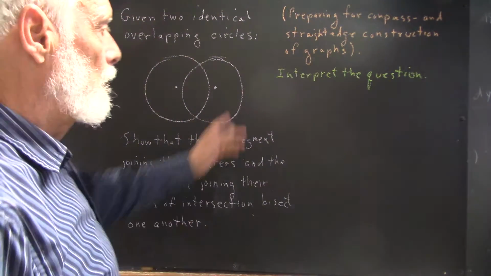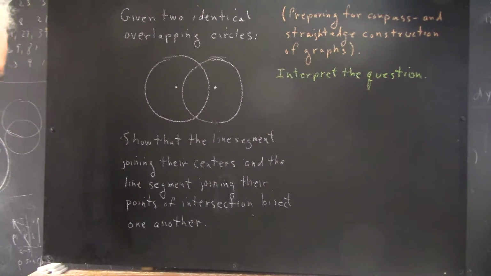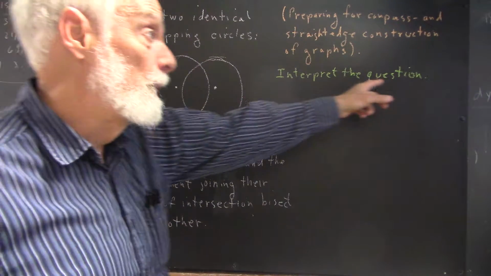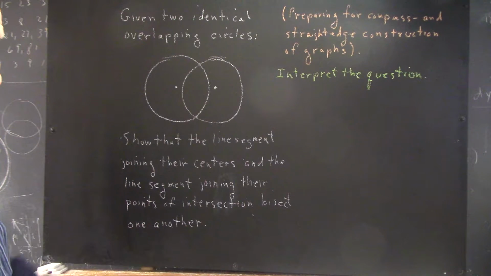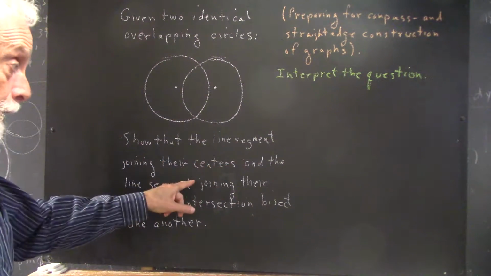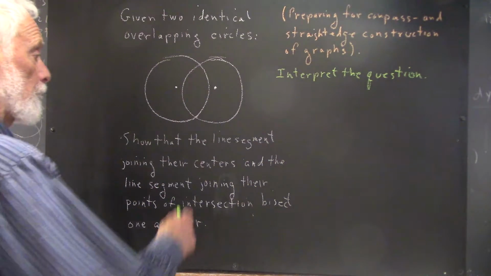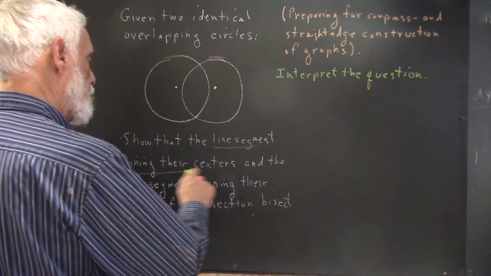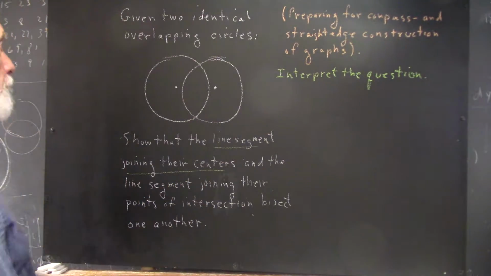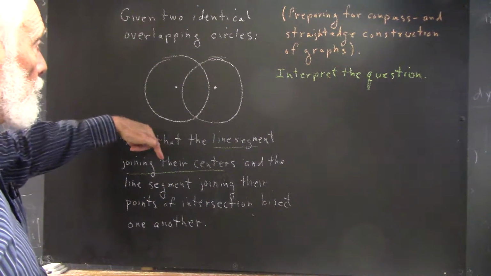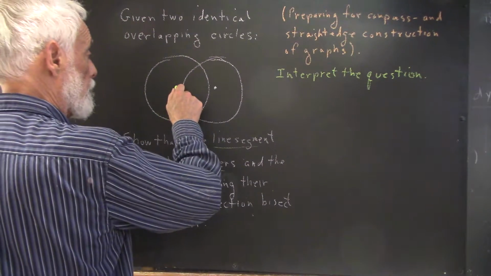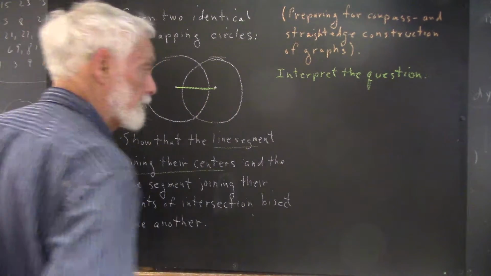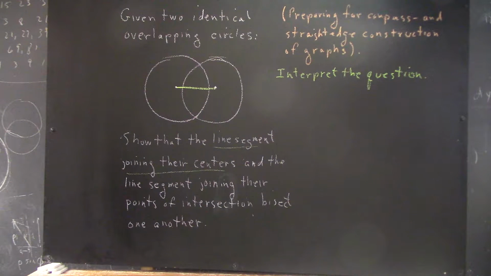Okay, first thing you need to do, if you haven't been able to get a start, is start by interpreting the question. What do we mean by this question? First of all, what do we mean by the line segment joining their centers? The word "their" refers back to the circles. That's what the line segment joining their centers is.